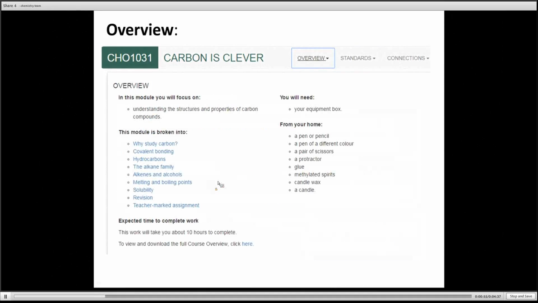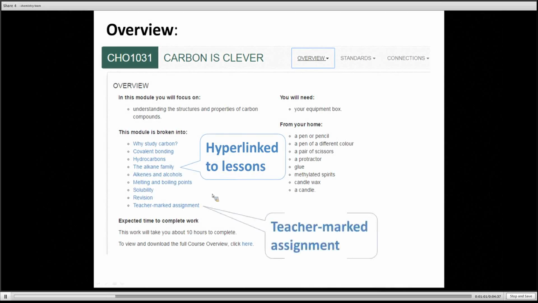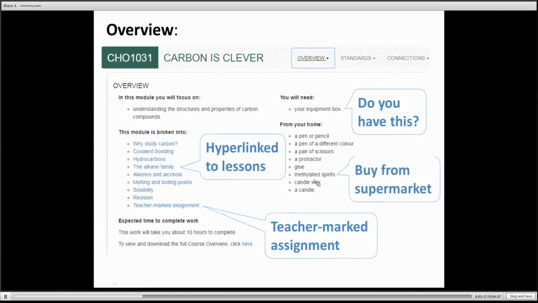The overview tells you the lessons, so they are hyperlinked. It's a quick and easy way to find your way around the module. The teacher marked assignment is the important one that we are looking at, because that will tell us how well you have done, and we'll give feedback on that. And then you should have an equipment box. Contact your teacher if you don't. And then there's also a list of items you need around your home. The methylated spirits you can buy from the supermarket. It's a purple liquid that you buy.